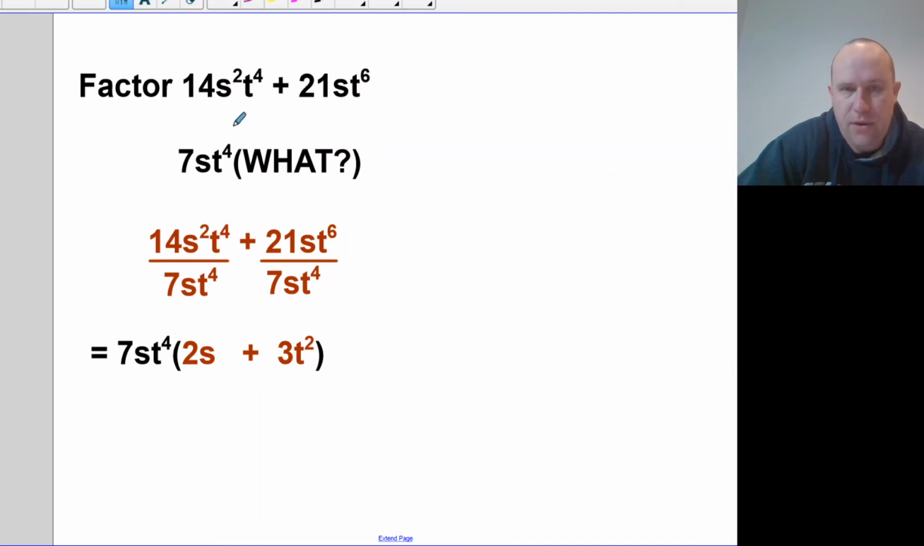4 take away 1 gives me 3. 14 and 21, if you're not sure, it's the 7 times table. S2, S1, go with the lower, so S to the 1. T to the 4, T to the 6, go with the lowest one. And then once you've found that GCF, just divide the whole question by that expression.